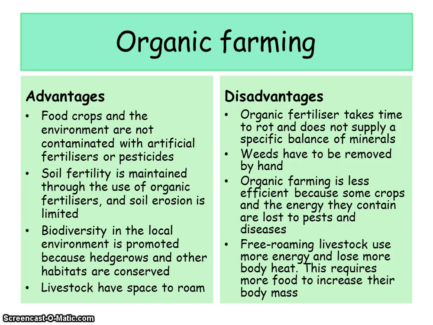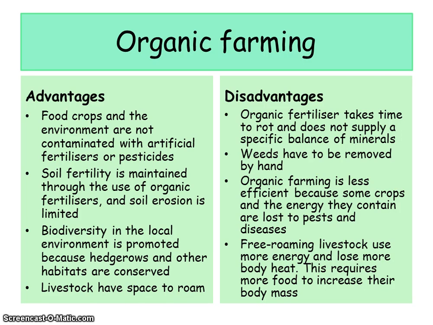So organic farming advantages: the food crops and the environment are not contaminated, soil fertility is maintained, biodiversity in the local environment is promoted, so that there's lots and lots of different species of organisms that can live together because they haven't been killed by chemicals, and livestock have space to roam around.